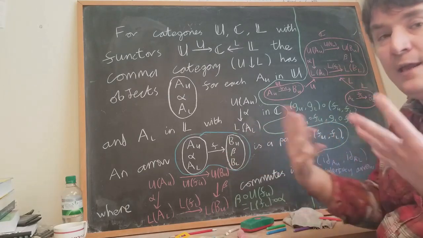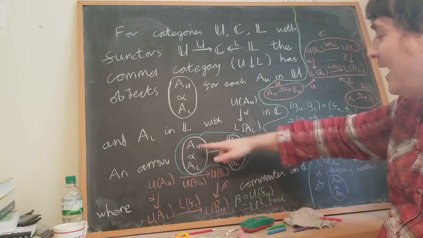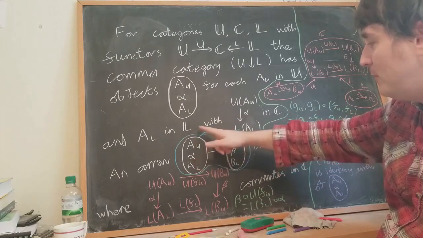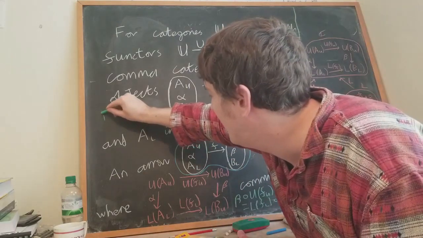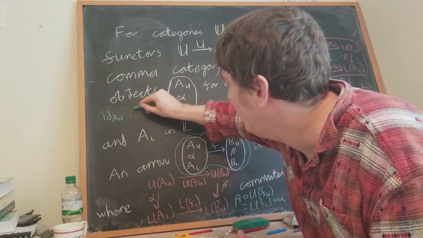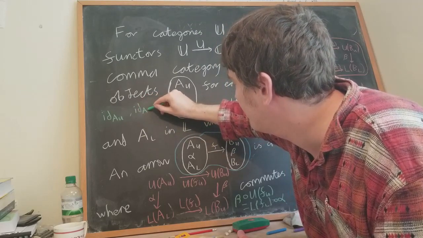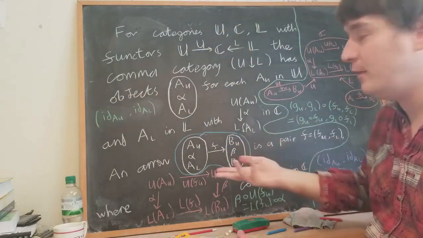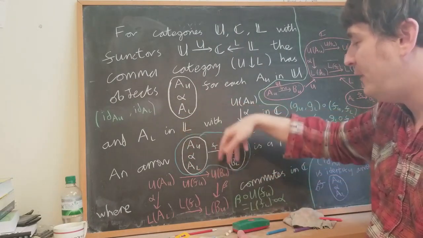And finally, we need to know what the identity arrows are. So what's going to be the identity arrow associated with an object like this in a comma category? Well, that's just going to be the pair ID A of U, comma, ID A of L. And I'll leave it up to you to check that that does actually work like an identity arrow for this kind of object here.